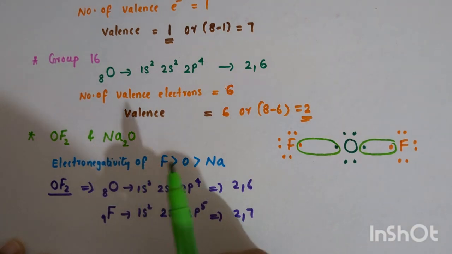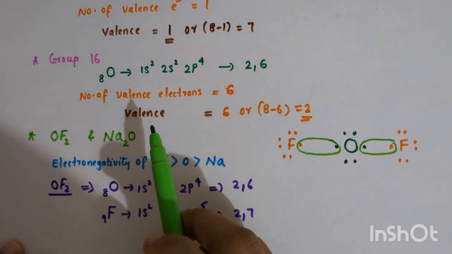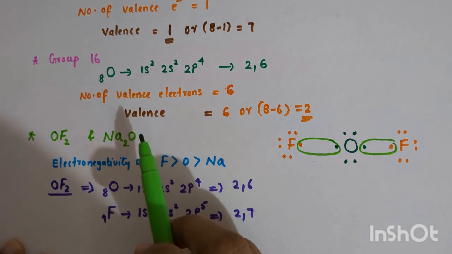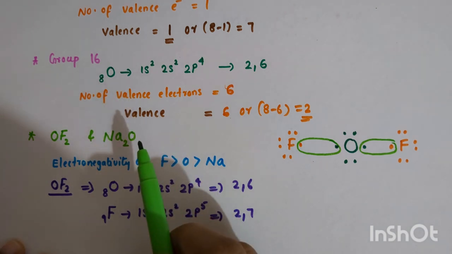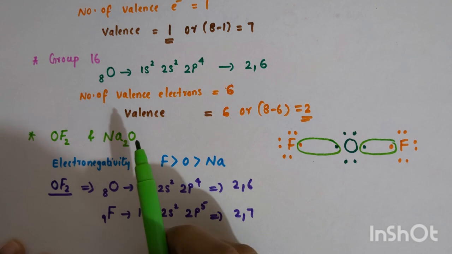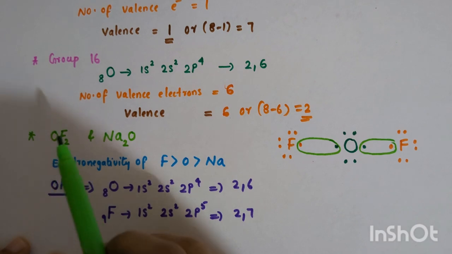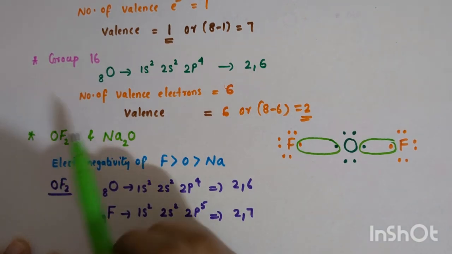So valence focuses on the number of electrons involved in bonding, while oxidation state emphasizes the charge on an atom in a compound. Nowadays the term oxidation state is frequently used for valence.